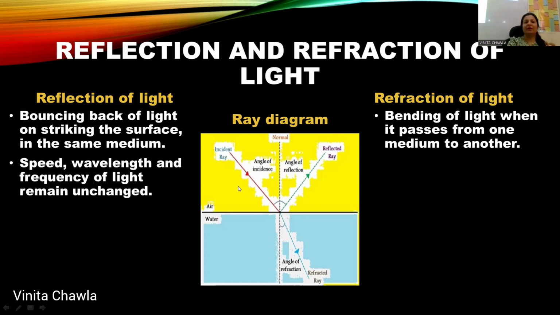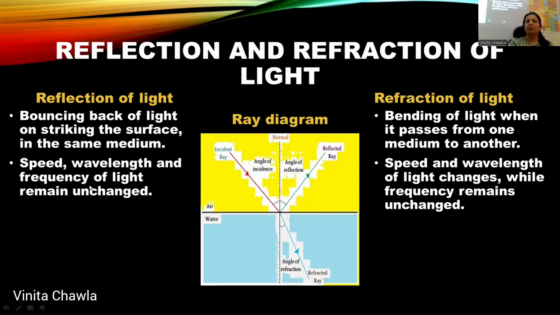In case of reflection of light, the speed of light, wavelength of light, and frequency of light remain unchanged. There will be no change in the speed of light. Wavelength of light will remain the same. Frequency of light remains the same. But in refraction of light, we find a change in the speed and the wavelength of light, but there is no change in the frequency of light. Frequency remains the same, but speed and wavelength change.